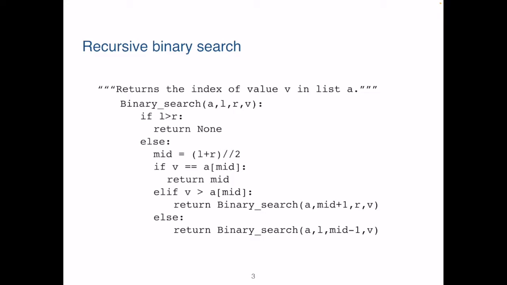The idea of binary search is to compare the target value V with the middle item of A. If there is a match, we can return the middle index. Otherwise, if V is greater than the middle item, we continue the search only on the second half of list A. On the other hand, if V is smaller than the middle item, we continue the search only on the first half of list A. In each iteration, we can reduce the number of items to be searched by half. This is also how this algorithm gets the name binary search.